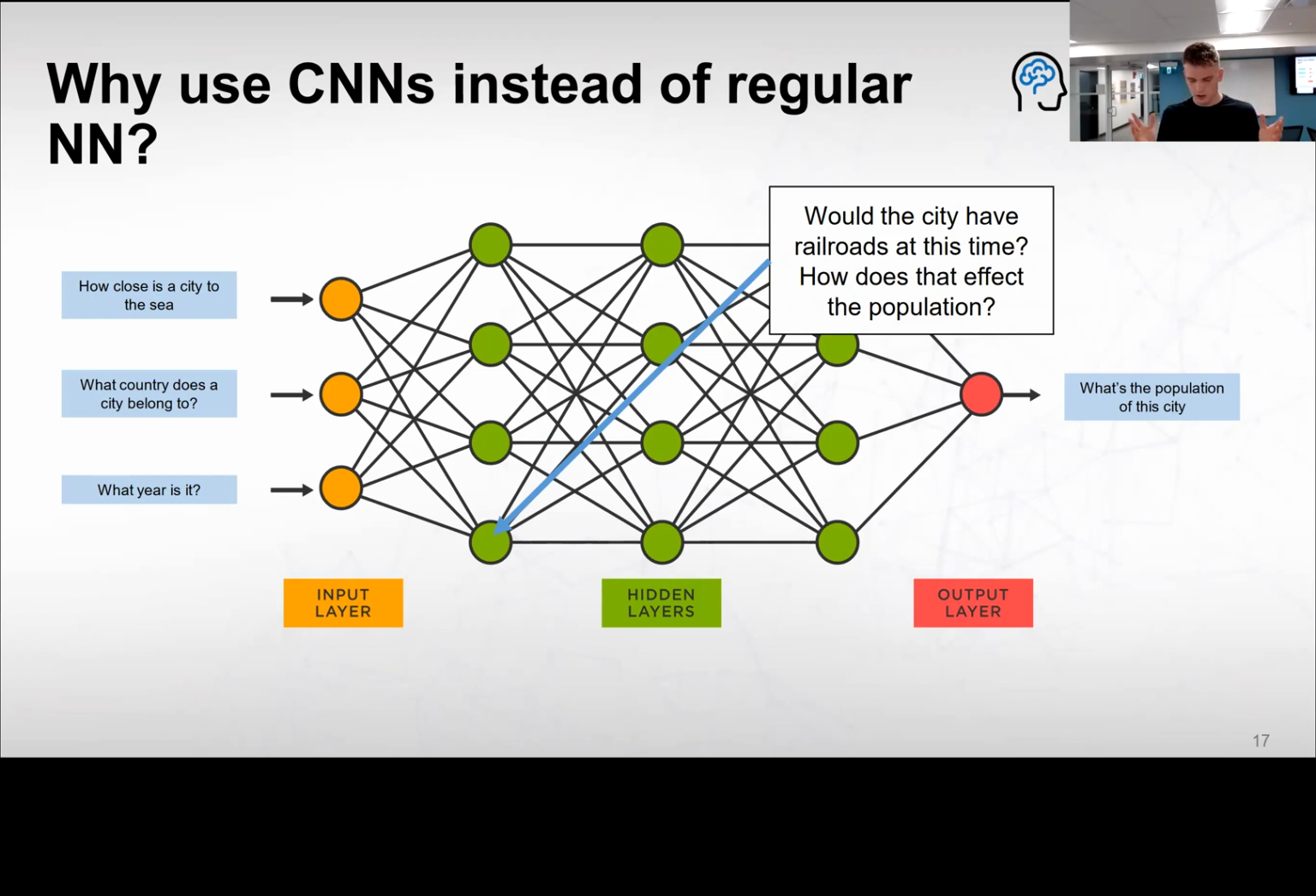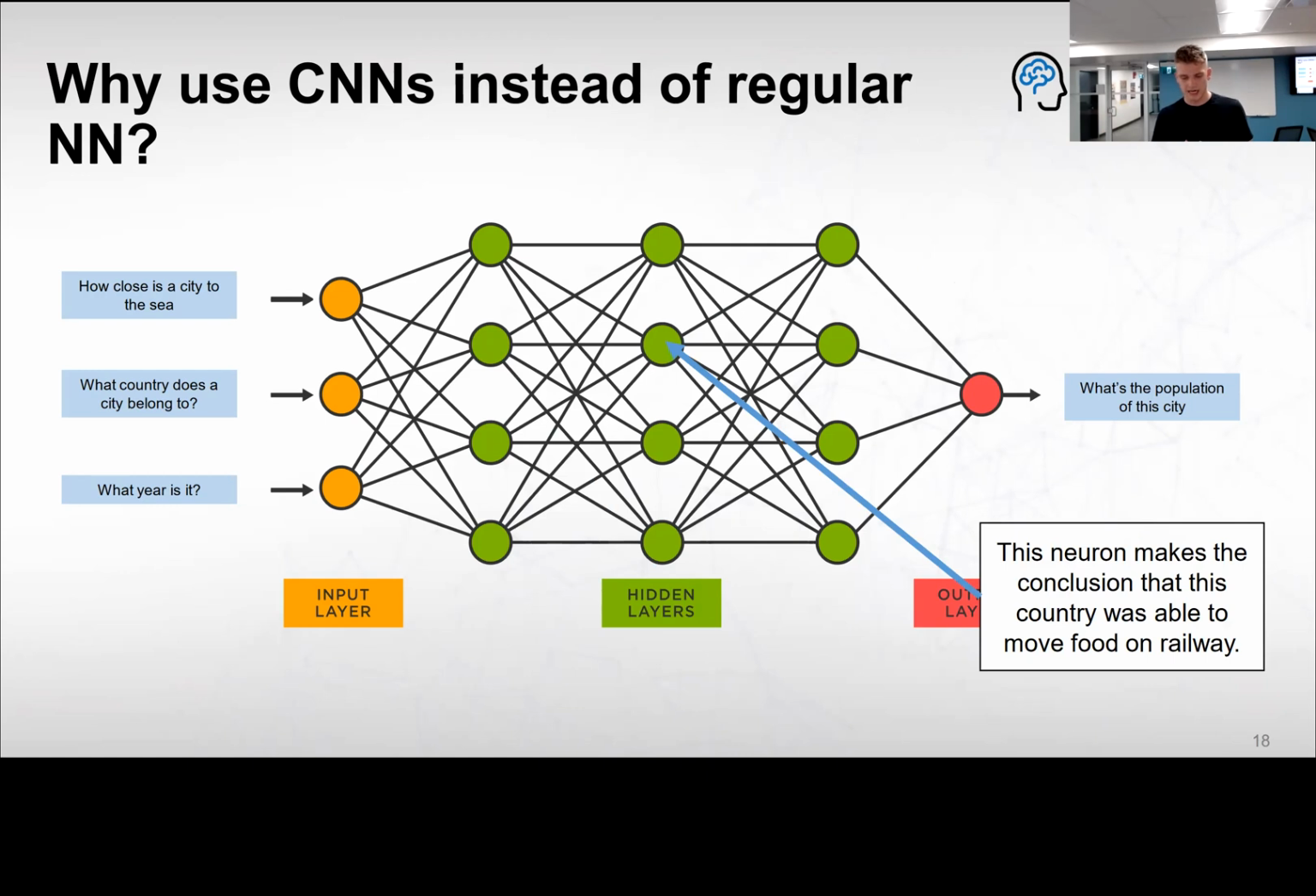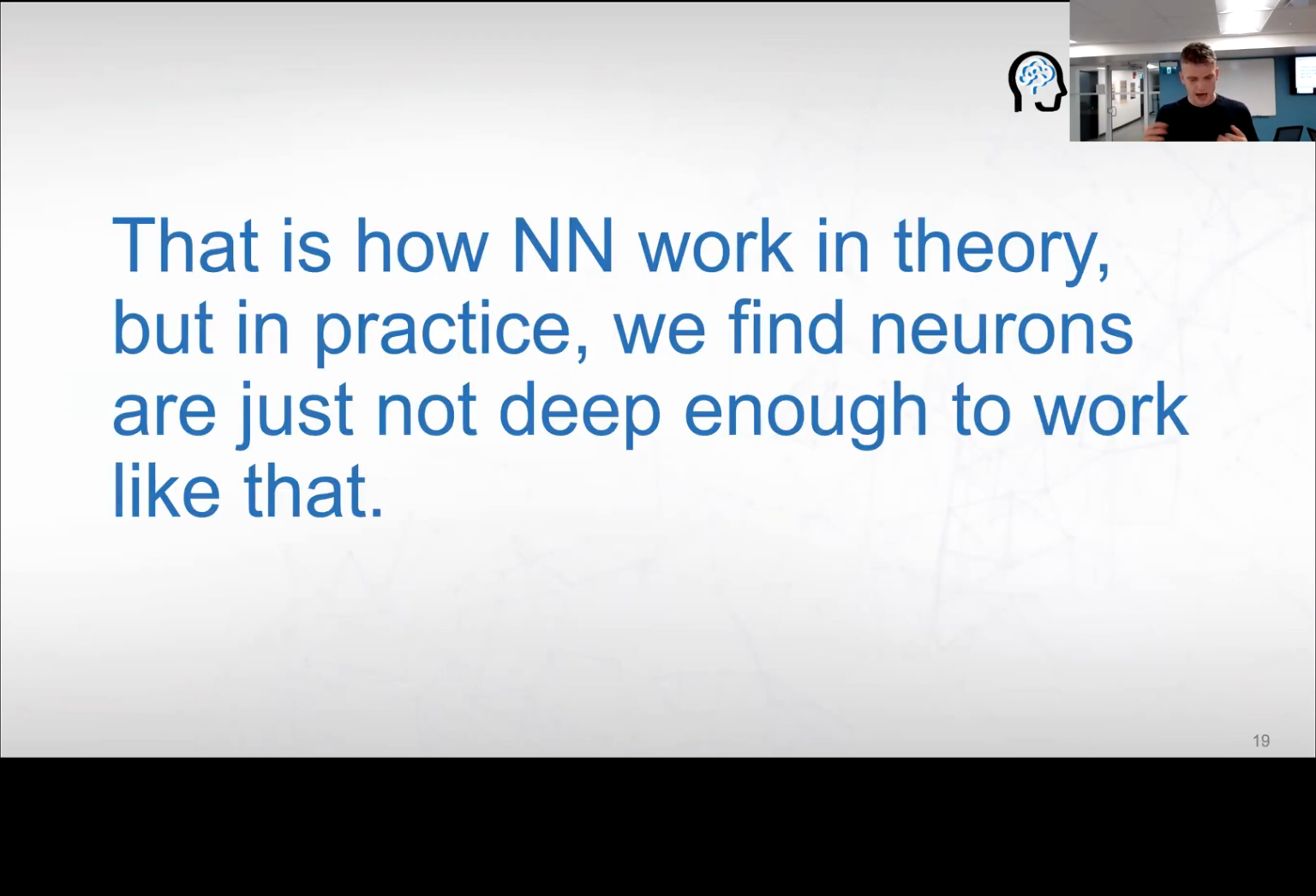Okay, those are all layer 1 questions. We can build upon those questions in layer 2 by connecting those layer 1 questions together. So this neuron up here makes the conclusion that a country was able to move food on the railroad, because previous layers asked, is there abundance of food and were railroads available? So using logic, you can deduce this together and create a really apt representation of a real life question. Okay, so that is how neural networks work in theory.